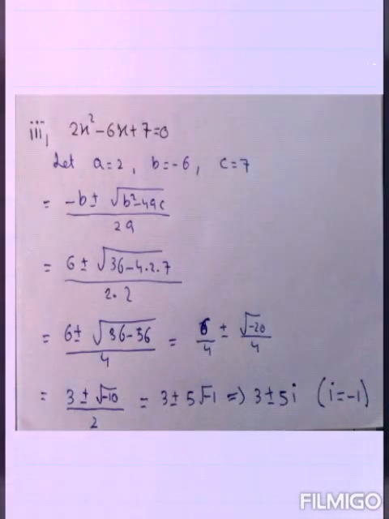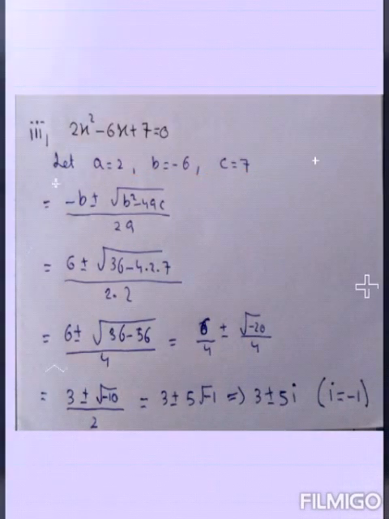So we can also use the formula minus b plus or minus root over b square minus 4ac by 2a. With this we can also find roots. Most equations do not satisfy the factorization method, so in such cases we will use this formula. We should compare this equation with ax square plus bx plus c. From the equation we get a is equal to 2, b is equal to minus 6, and c is equal to 7.